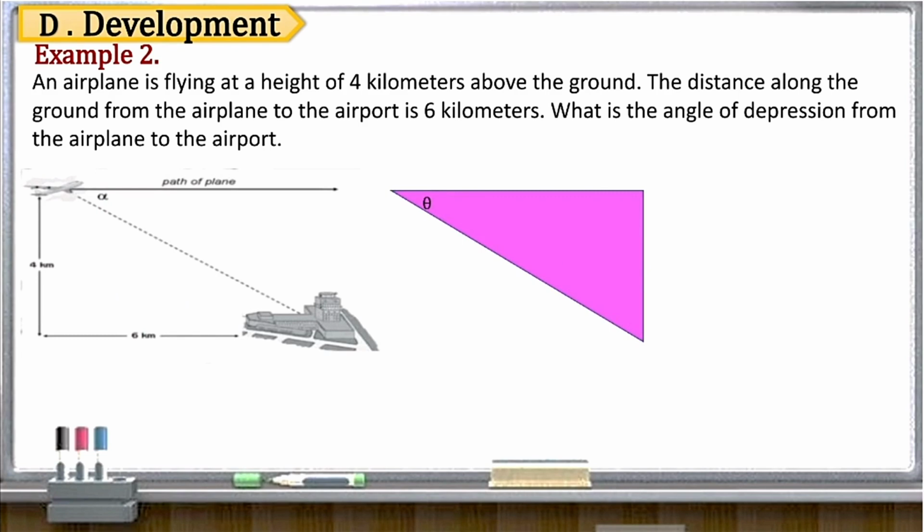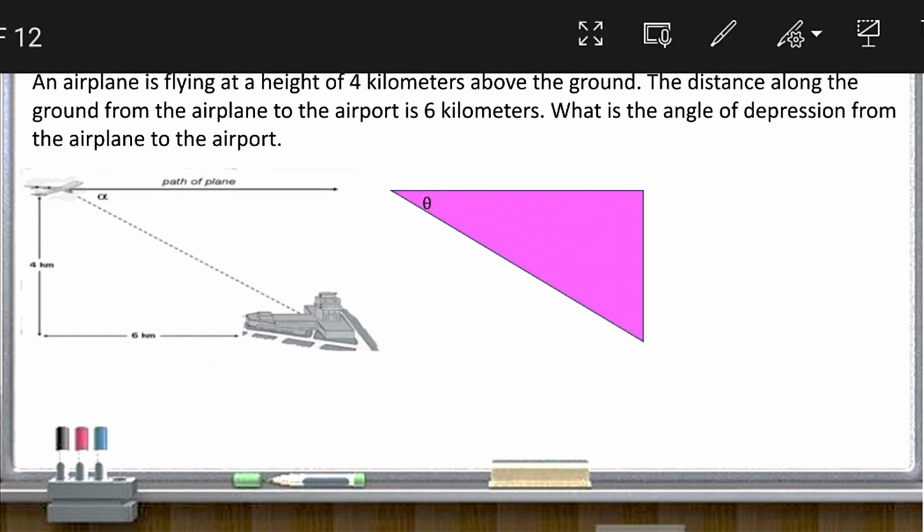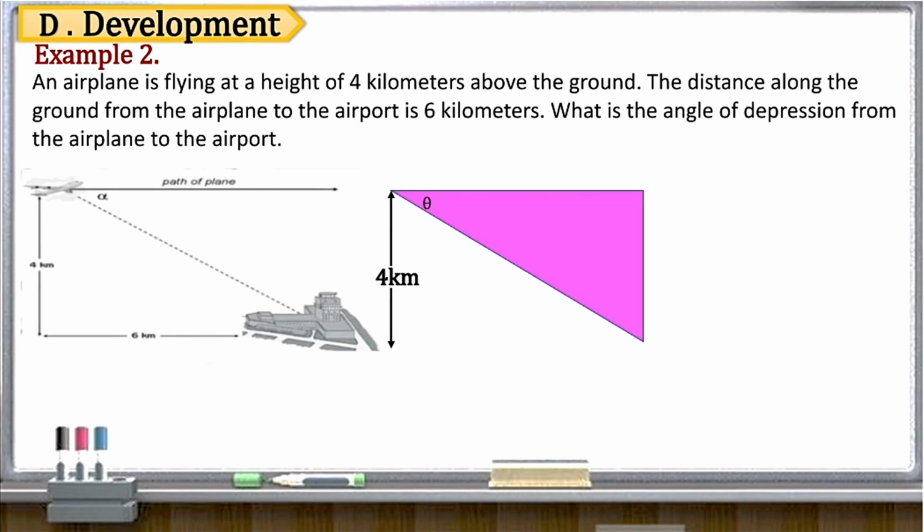Then, ilalagay natin, class, kung gaano kataas yung lipad ng ating airplane and distance along the ground from the airplane. So, itong 4 kilometer natin dito, yun din, class, yung magiging sukat natin dito. At yung 6 kilometer natin dito, yun din, class, ang magiging sukat natin dito. Kung mapapansin nyo, class, para lang siyang rectangle. So, ibig sabihin, tong opposite side natin dito ay congruent. Ganun din dito, class. So, parehas lang 6 kilometer.